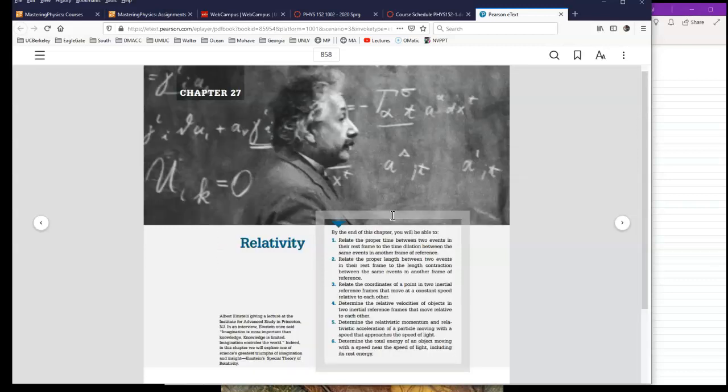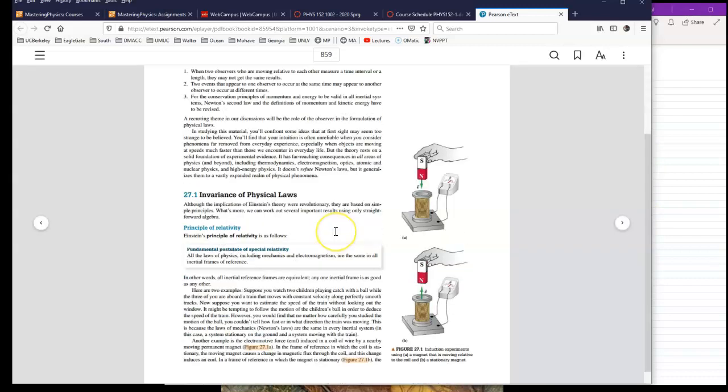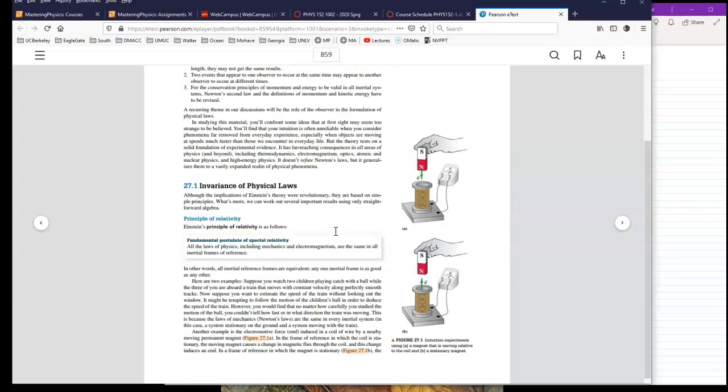So we're going to be covering the special theory of relativity, and we begin with what is called the postulates of relativity. Okay, and there are 2 postulates. The first one is right here. I don't need to write it down. I'm just going to read it for you, and then I'll explain it. The first postulate, or principle of relativity, says basically all the laws of physics are the same in all inertial frames of reference.